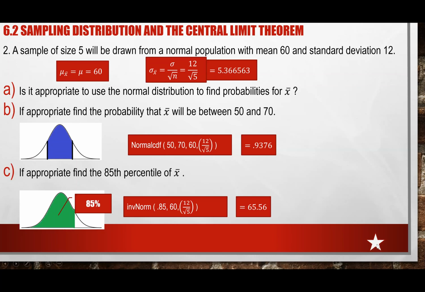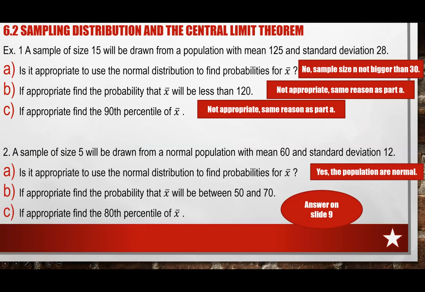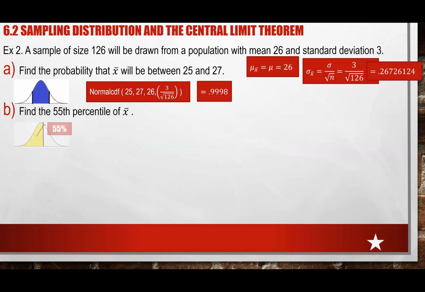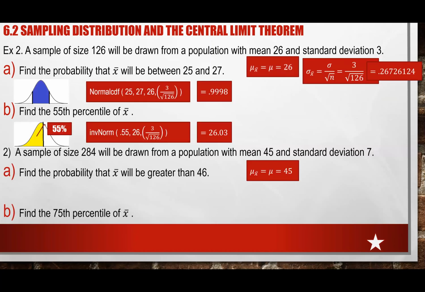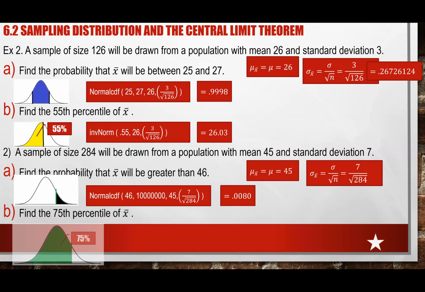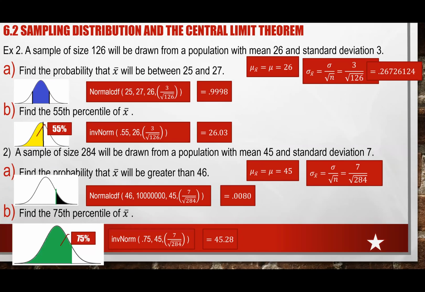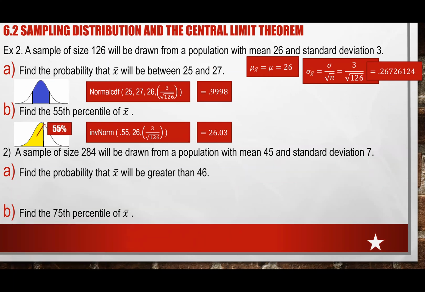So let's go back to this thing here. We did this. Oh, we didn't do that, sorry. Let's take a look at number 2. Number 2, same thing. If you look at number 2, they say a sample size of 284. So we know that we have a green light, right?